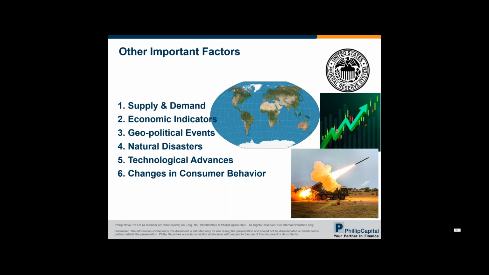Natural disasters can also affect commodity and asset prices, like droughts, floods, hurricanes, and the recent earthquake in Turkey. This will disrupt production and transportation of commodities.